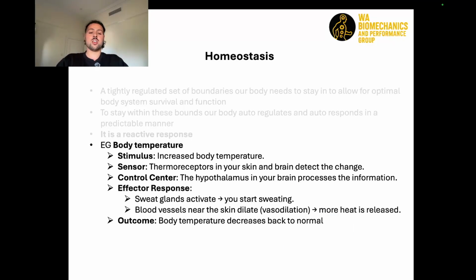An example of this is body temperature. Let's say there's an increase in body temperature. Your thermoreceptors will detect this, and it will send a message to the brain, the control center. Your hypothalamus should process that information and stimulate your effectors, e.g. your sweat glands. So you start to sweat, and your blood vessels will start to vasodilate. Therefore, more heat will be released and your body temperature should start to drop. So high temperature, and we react to that, and we're brought back into our bounds.